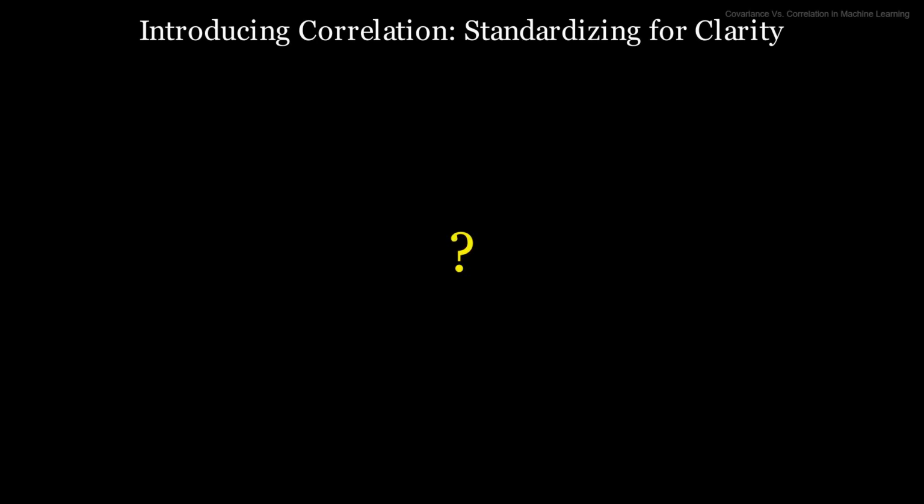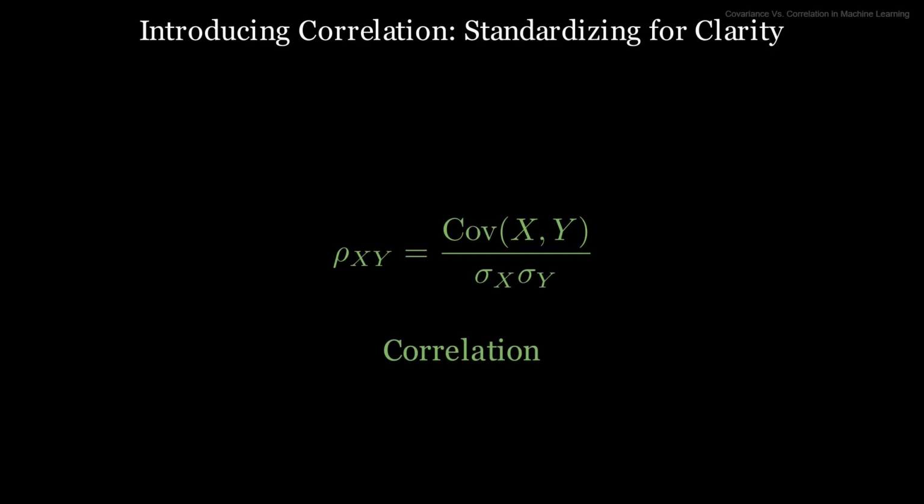We need a way to measure the strength and direction of a linear relationship that isn't affected by the scale of our variables. We need a standardized measure. This is where correlation comes in. Correlation essentially takes covariance and normalizes it, dividing out the influence of the individual variable scales.